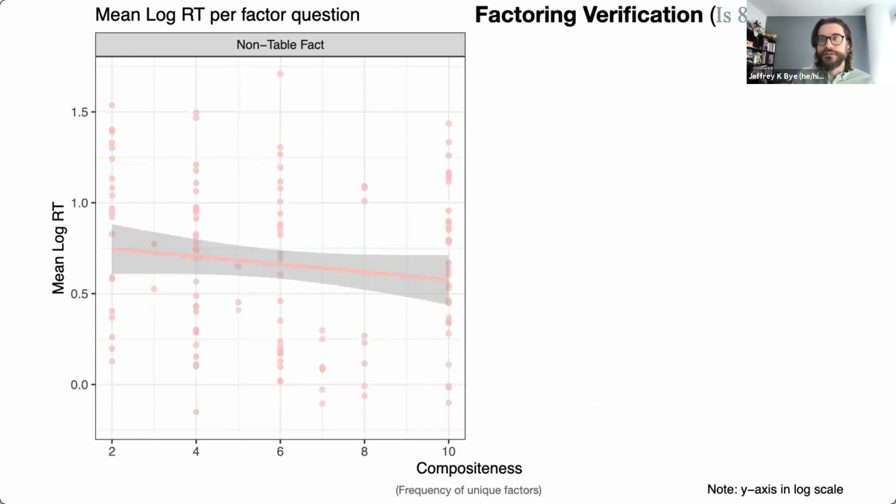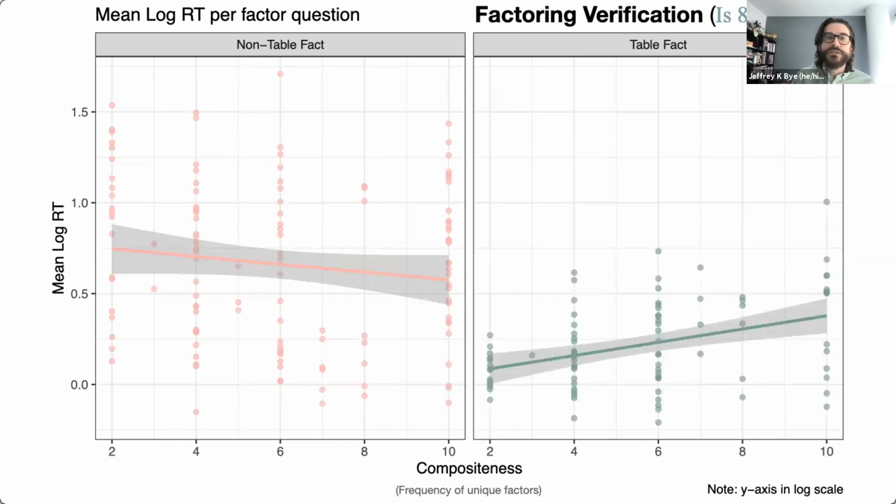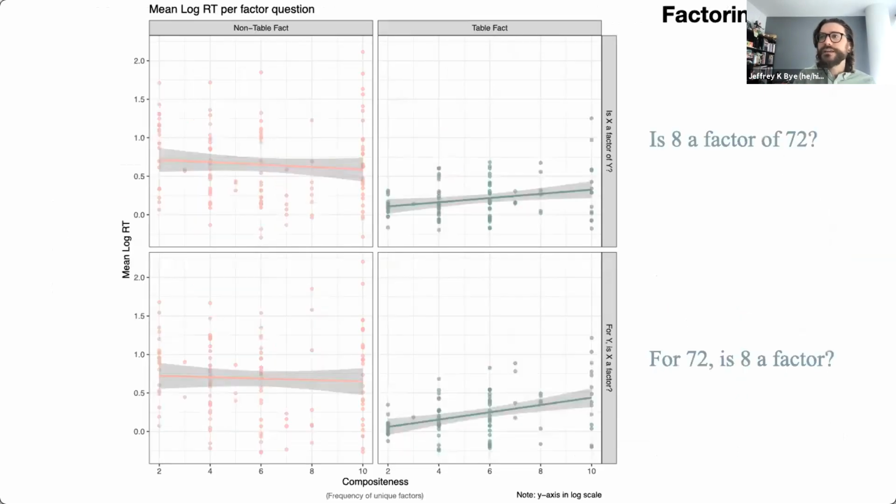Here we see the same pattern. There's no relationship for the non-table facts, but for the table facts, we again see a significant interference effect for answering this question of is 8 a factor of 72? And we see this pattern actually across both phrasings of this factoring verification task.